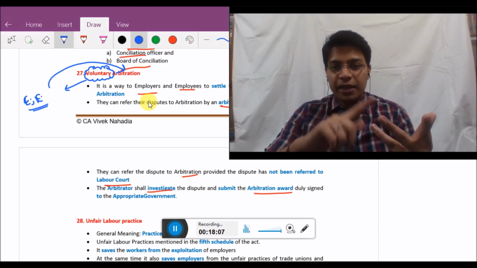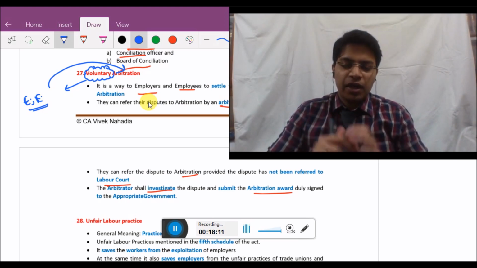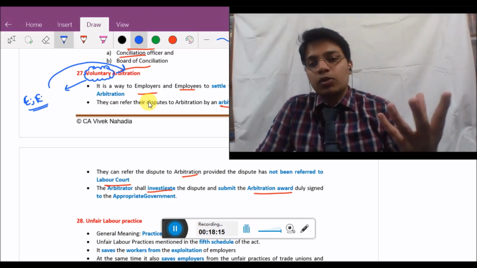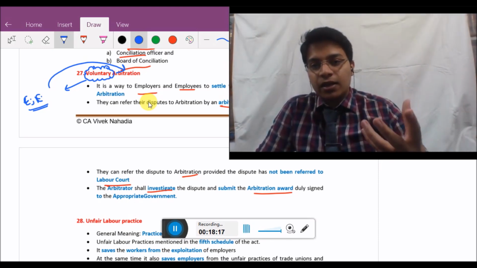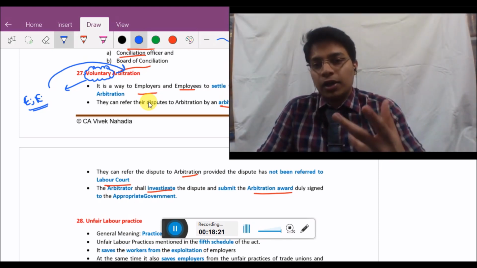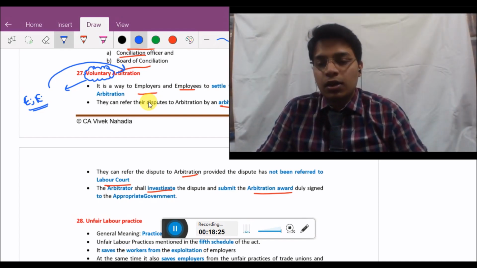Fourth point, the dispute can be taken to arbitration only if the main condition is met: the dispute has not been taken to the labor court. If the dispute is pending at the labor court, then we can't take it for arbitration, because the labor court is a higher authority. When the dispute is already pending with the higher authority, we can't take it to the lower authorities.